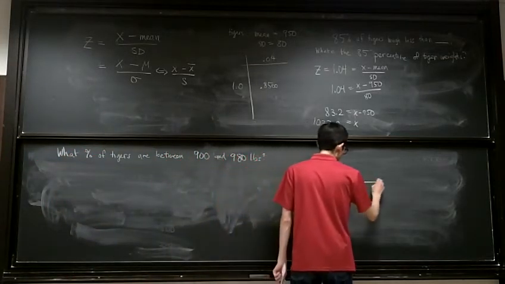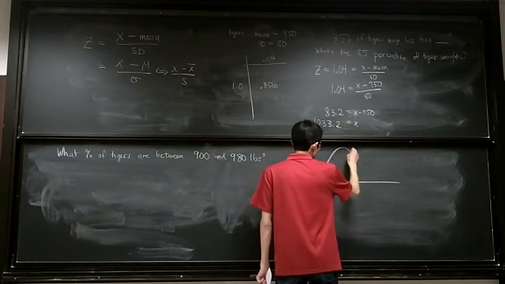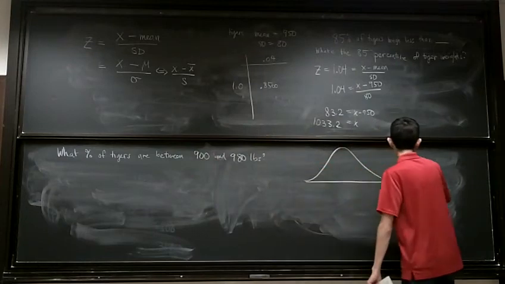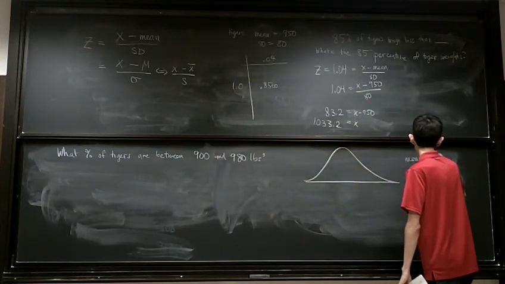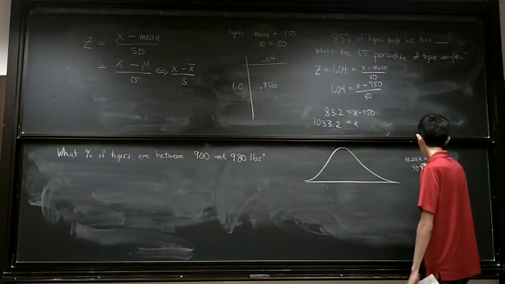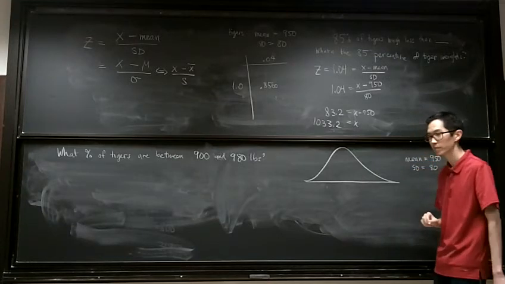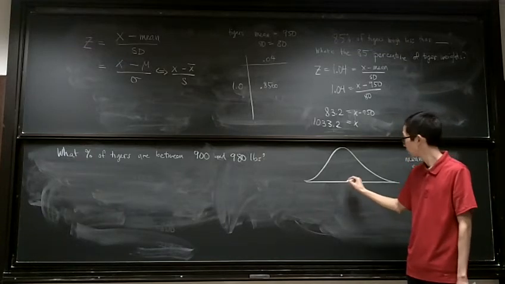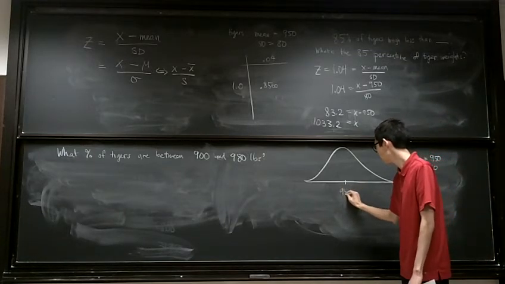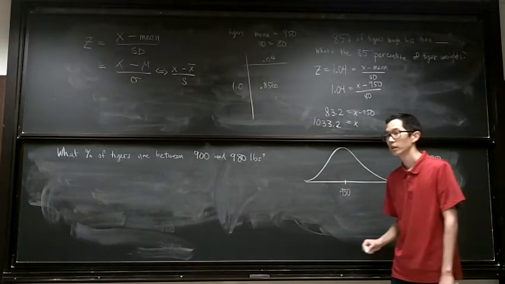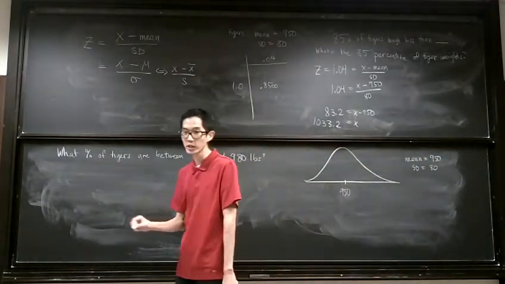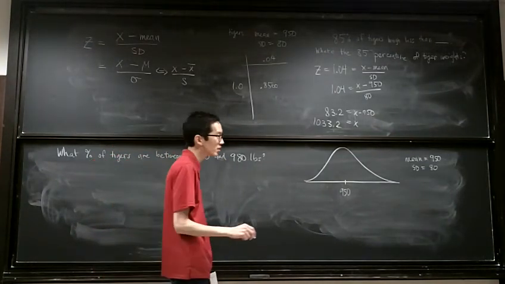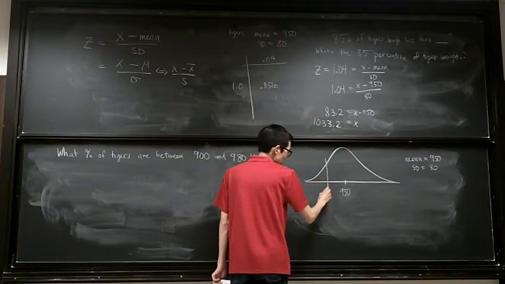For this, let's draw a picture. We said the mean weight of tigers was 950, and the standard deviation is equal to 80. So if the mean is 950, where should 950 go? In the middle, right? There's two numbers that I'm looking for, 900 and 980. 900 is bigger or smaller than 950? Smaller, so it's going to the left of 950.